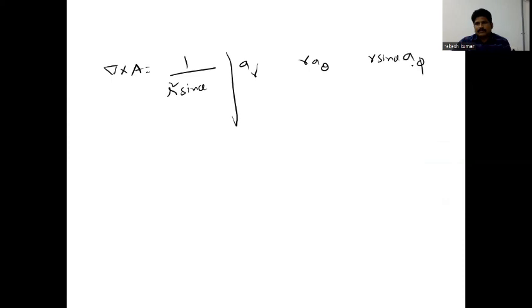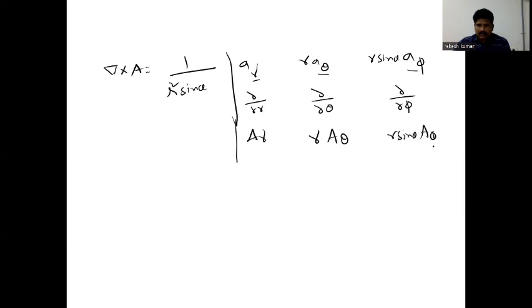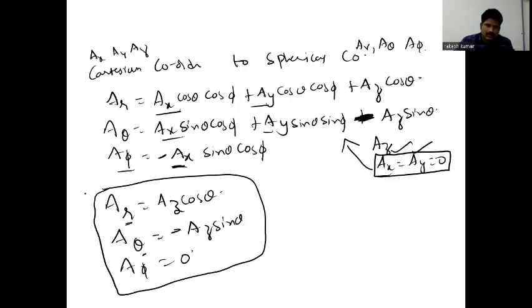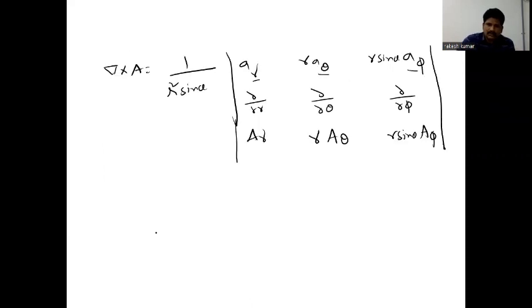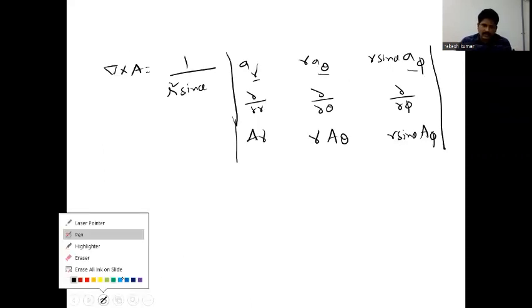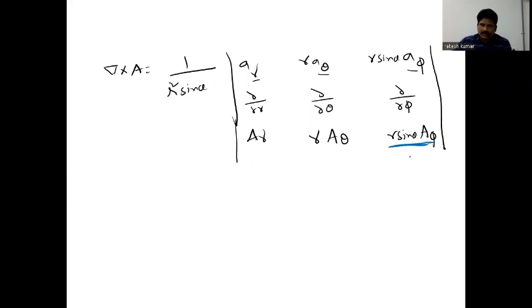So the expression for del cross A is 1 by r square sin theta times a determinant. The three components are Ar, A theta, A phi. Here it is dou by dou r, dou by dou theta, dou by dou phi. Here it is Ar, here it is r into A theta, here it is r sin theta into A phi. Now tell me, what is the value of A phi? A phi is 0. So since A phi is equal to 0, this entire component will become 0.